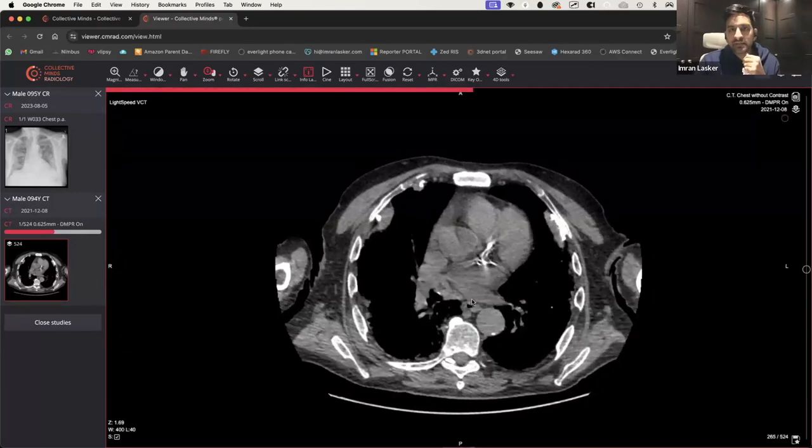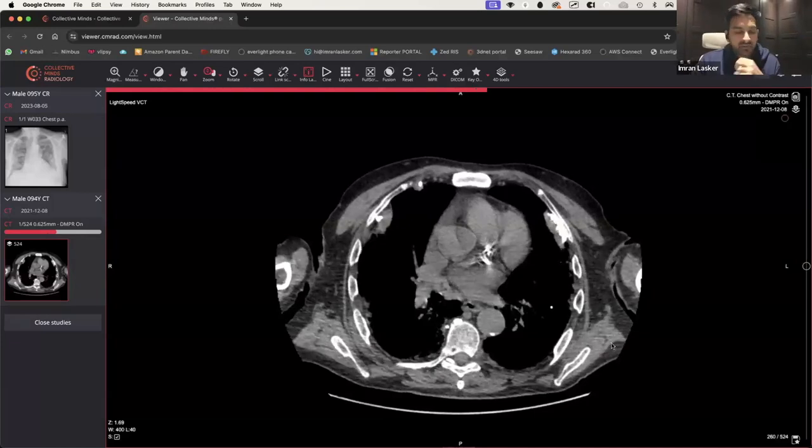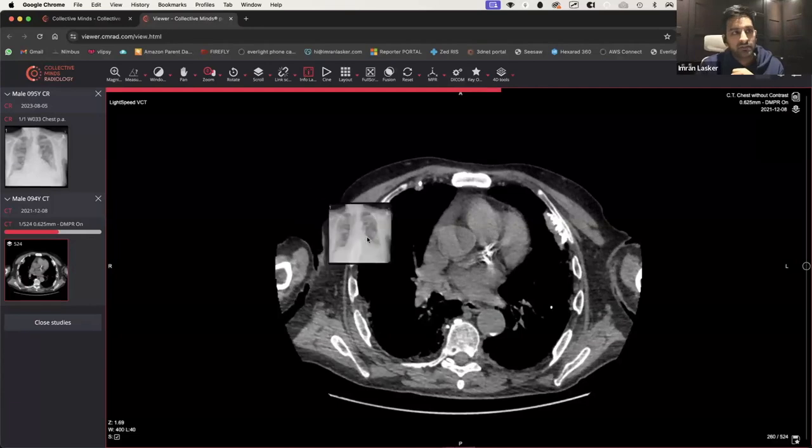So what can cause pleural plaques is my question, because there are multiple pleural plaques in this. Let's have a look. So this is a non-contrast CT scan, and I guess they're trying to look for any long-term changes. So what we'll do, we'll have a look at the X-ray first.